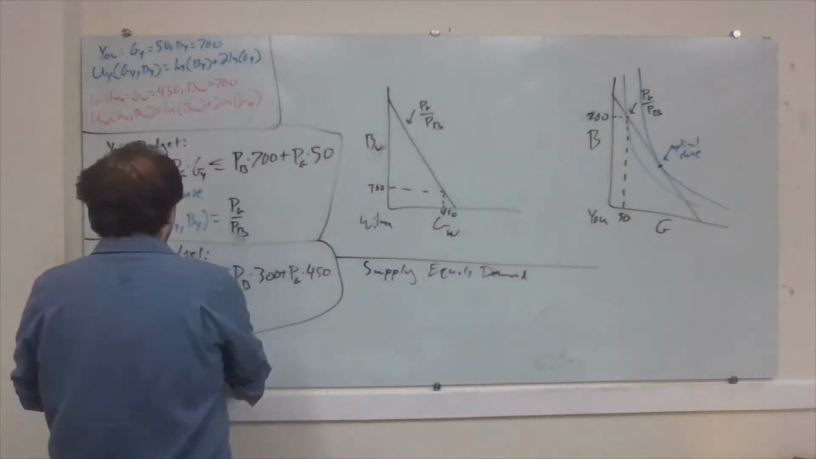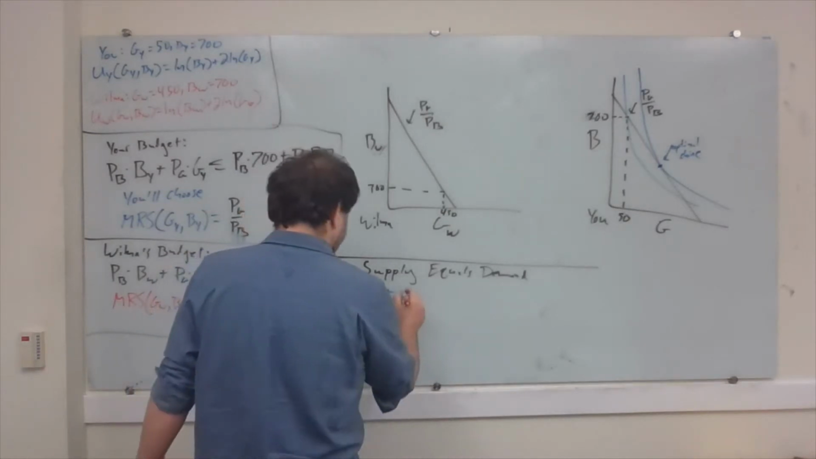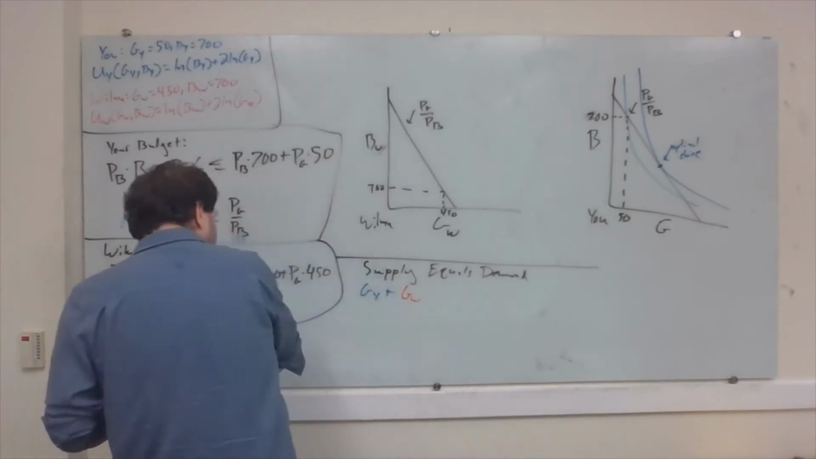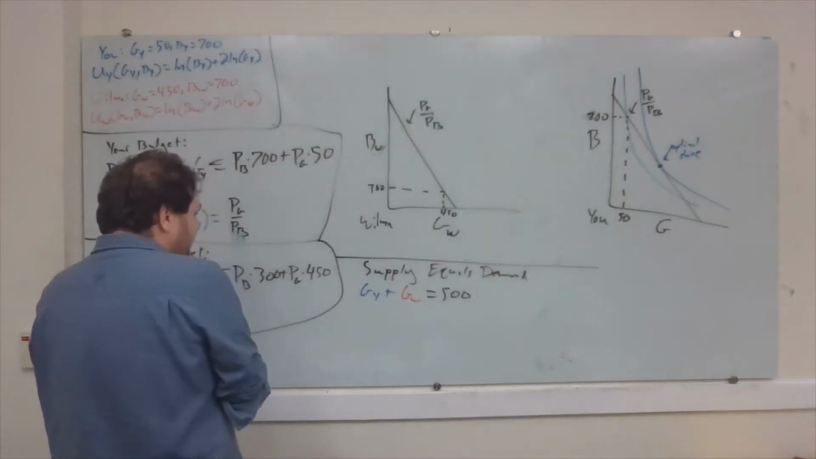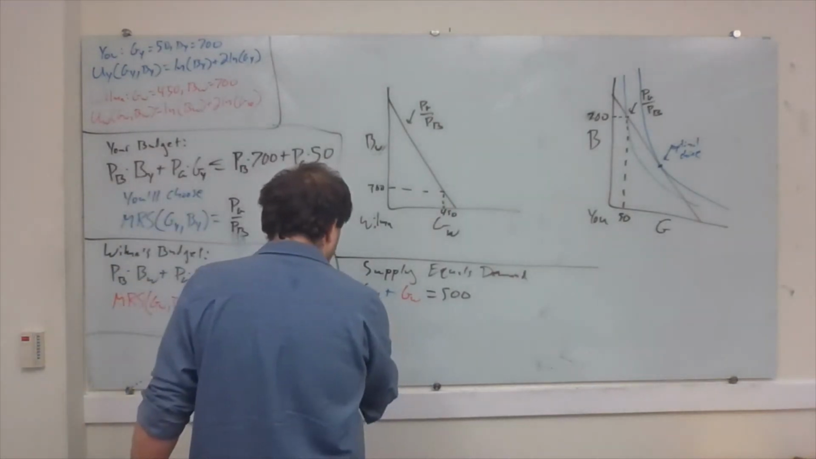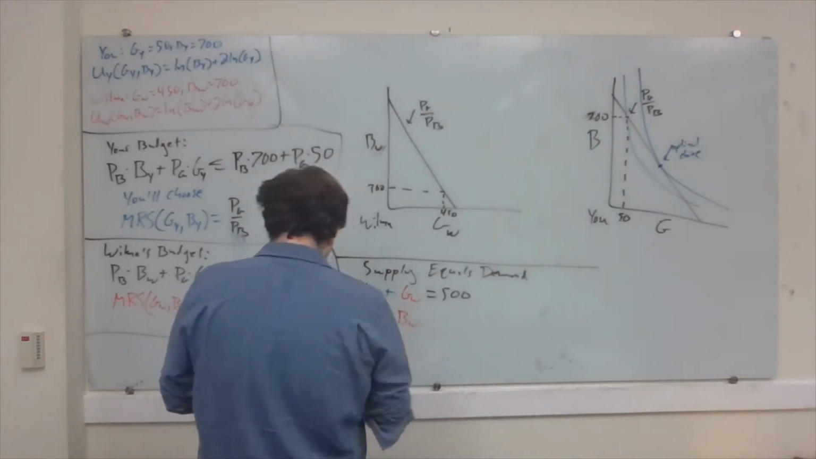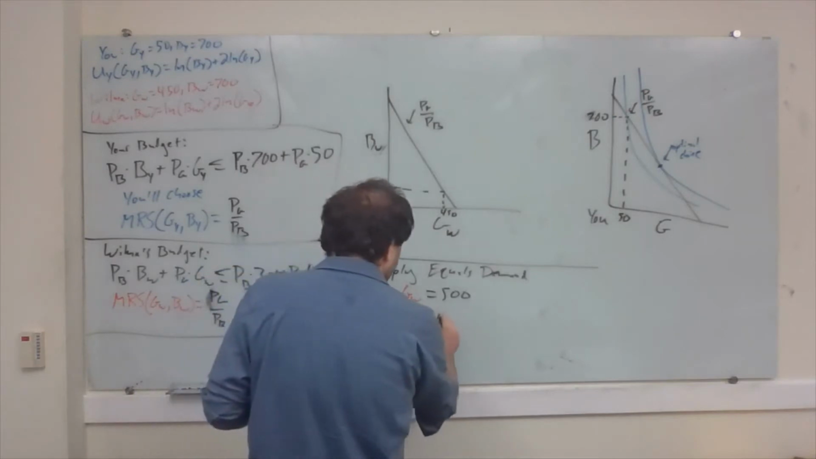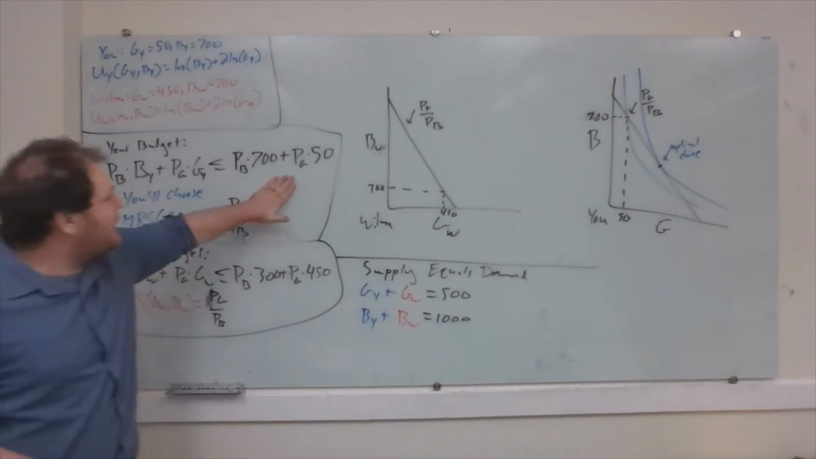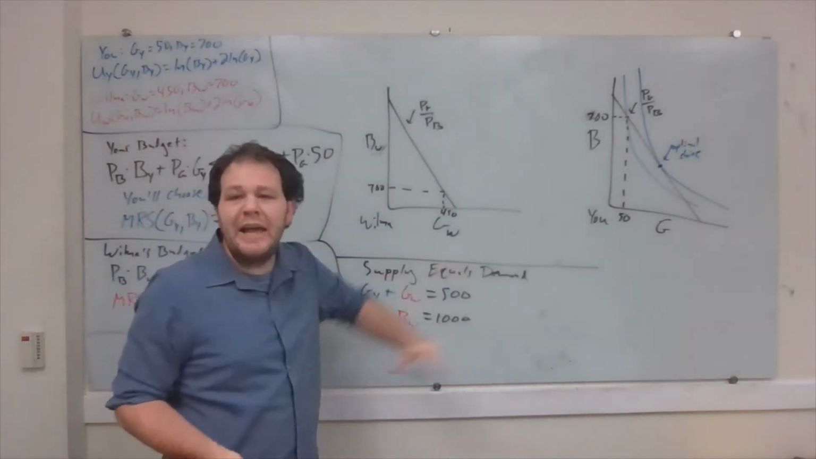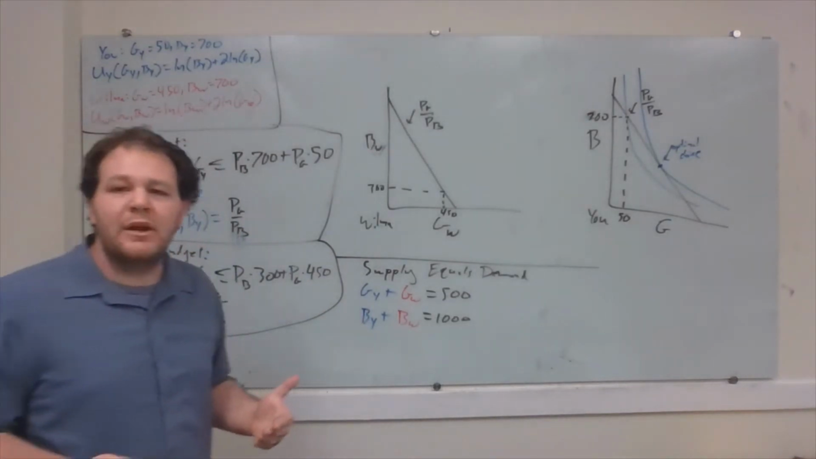So this means that your Gatorade plus Wilma's Gatorade has to equal the amount of Gatorade that exists, 500. Your beefaroni plus Wilma's beefaroni has to equal the total amount of beefaroni that exists, which is 1,000. And these conditions, you making your best choice, her making her best choice, and supply equaling demand, is everything we need to know that the economy is in a competitive market equilibrium.